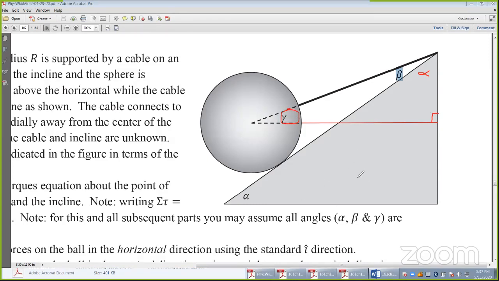I see that 180 equals 90 plus the angle alpha plus beta plus the angle gamma. And so from there, this drops out. This is going to be 90. And so it's 90 minus alpha plus beta.